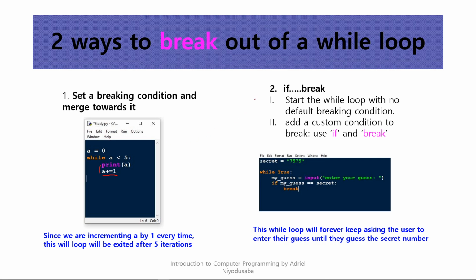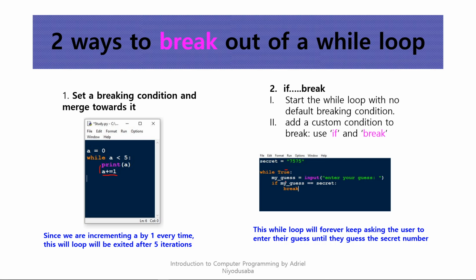A second way to do it is to start your while loop with no terminating condition. You can say while true. That's a very common way to start a loop without assigning any condition. And then you can write all your logic inside, and you can set your custom breaking condition inside the while loop using an if statement and the break keyword.